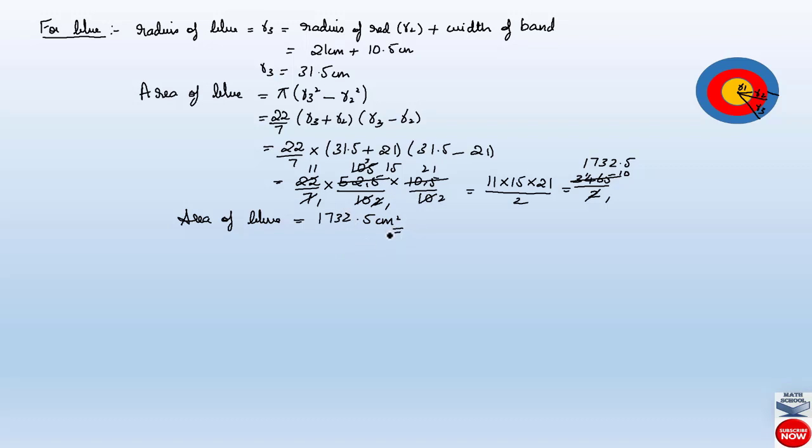Now let us find out the area of the black region. Okay, so for black, again the same procedure is followed here. So now let us take the radius of this black region to be R4.